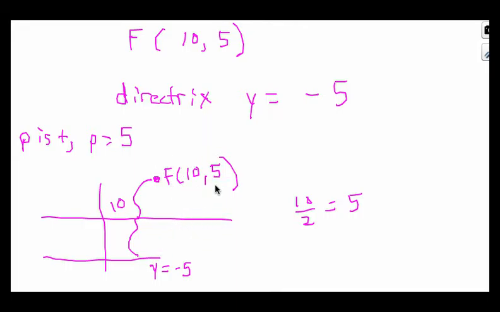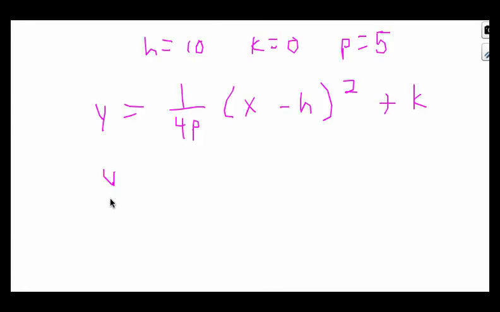We know that the vertex lies halfway between the focus and the directrix. So 5 units down from the focus will be the vertex. So 5 units down, y equals 5 will be y equals 0. So the y coordinate of the vertex will be 0. The x coordinate will be the same as for the focus. So we have our three values that we need to write the equation of this parabola. h equals 10, k equals 0, p equals 5.